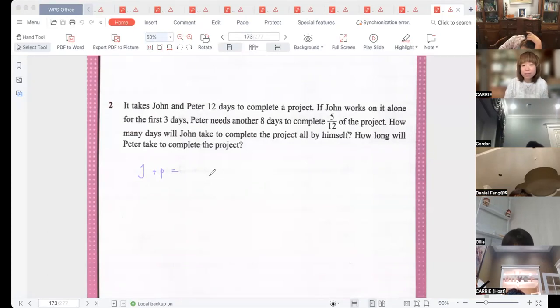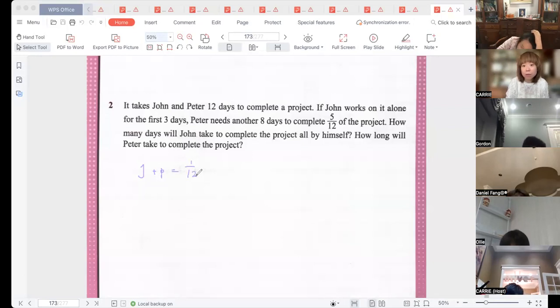If this project takes 10 days for both of them to finish, that means every single day we can finish 1/10 of it. Sorry, so if it takes 12 days, that means 1/12. Correct, Margaret?